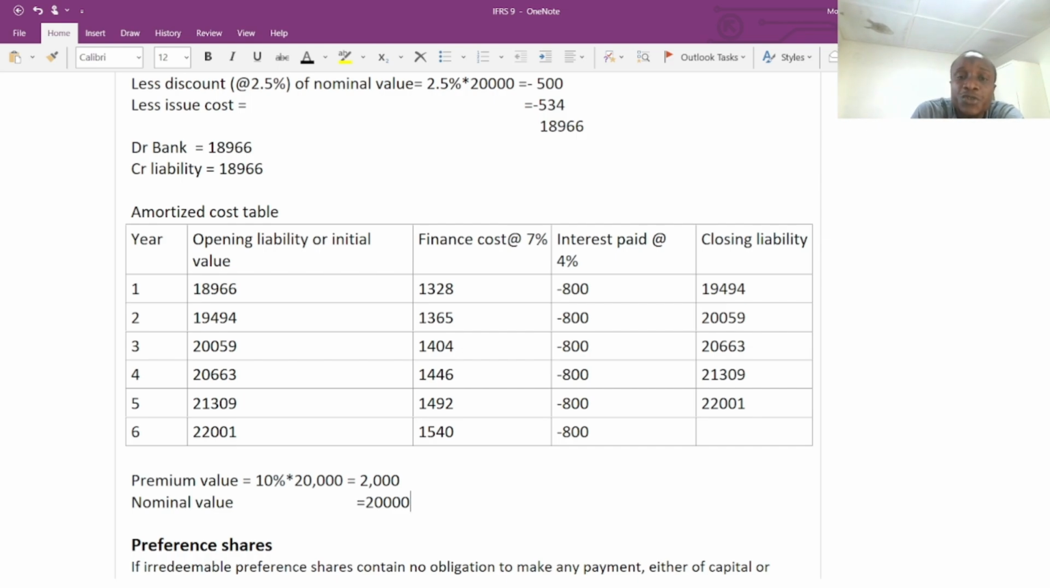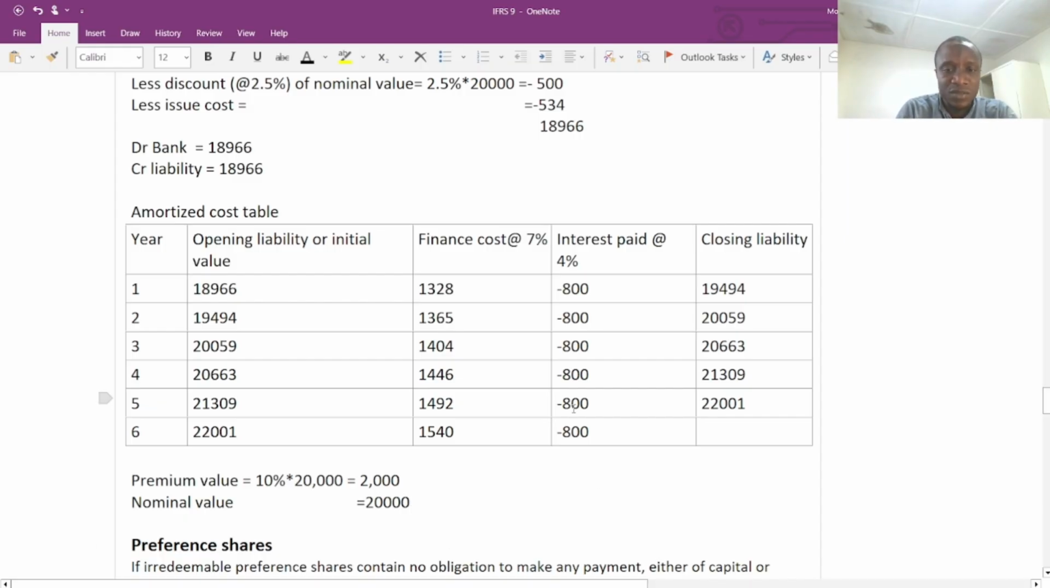So now, what you need to take home is how you can calculate your finance cost and which rate you are going to use to calculate your finance cost and which amount you are going to multiply to determine the finance cost. For the interest paid, you need to know which rate you are going to use to calculate the interest paid. You need to know on which amount you are going to multiply to calculate the interest paid. Then in a situation where the premium value is given to you as a percentage, you need to know how you can calculate the percentage. Very important.